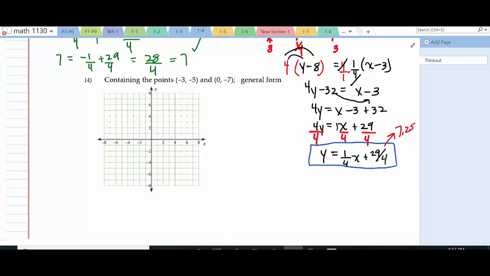So I want you to go ahead and just plot your 2 points. And I want you to do that on these problems so you kind of visually make a certain connection. So you got left 3 and you got up 5. So that's my point -3, -5. Then I have the point 0, -7. Okay? I'm going to take a totally different approach on this problem. However, you could do exactly the same thing I did on the last problem. Go ahead.